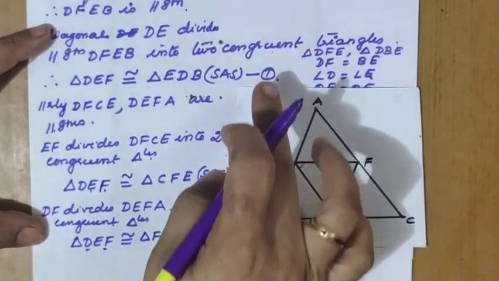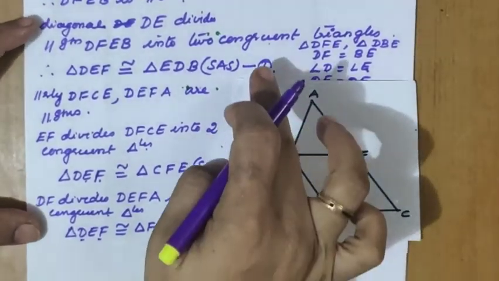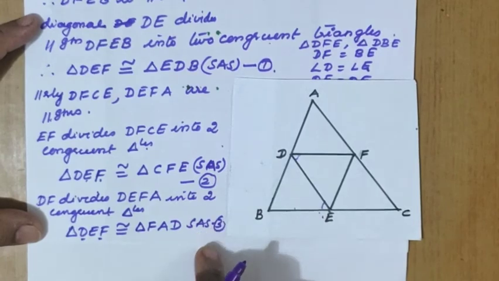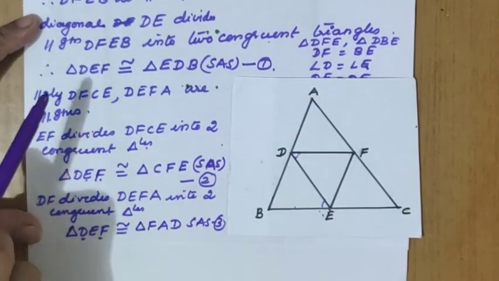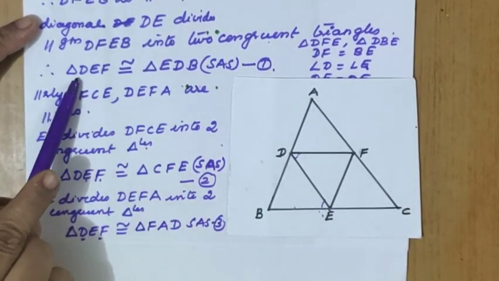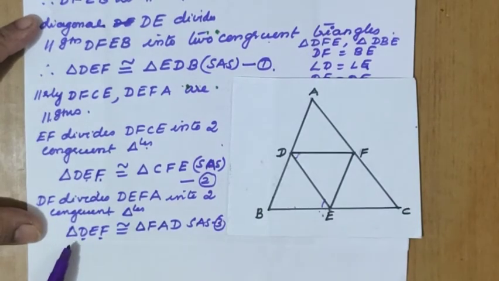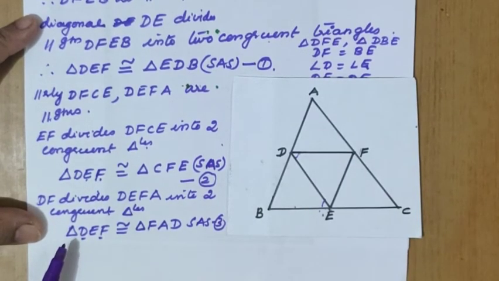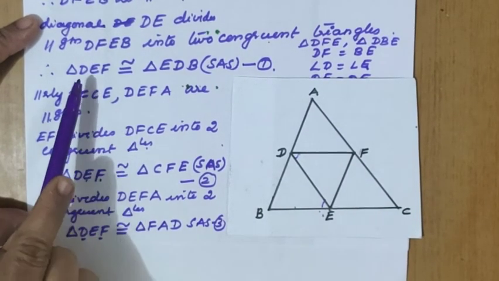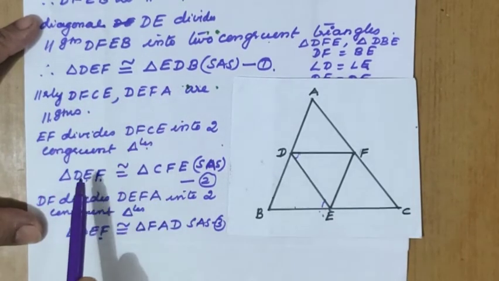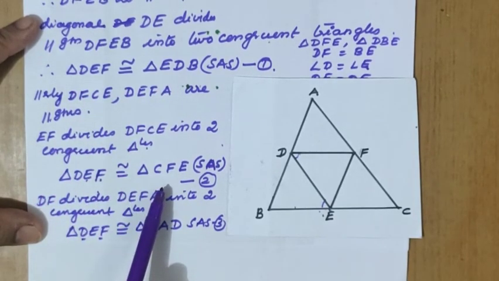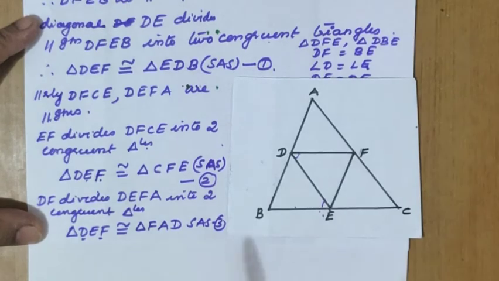Now let us see the first three equations. Equation 1, equation 2, equation 3. So which are the triangles congruent to? Triangle DEF. On the left side you can see triangle DF. That's why I told her keep it in the order DF same. So DEF is congruent to EDB, triangle DF congruent to triangle CFE, triangle DF congruent to FAD.